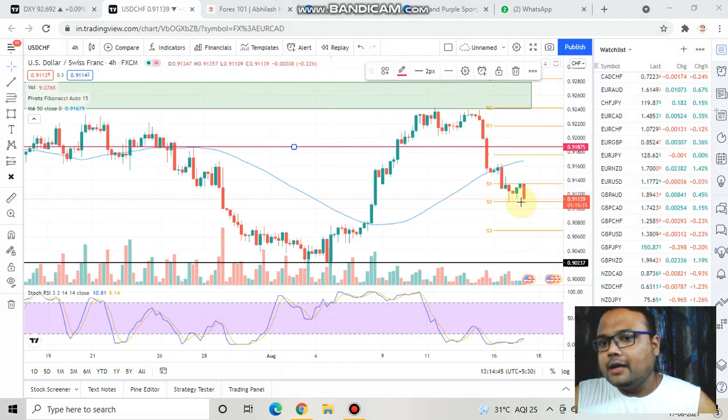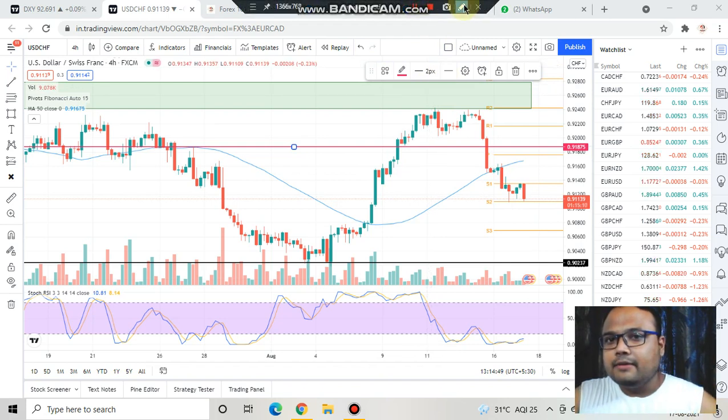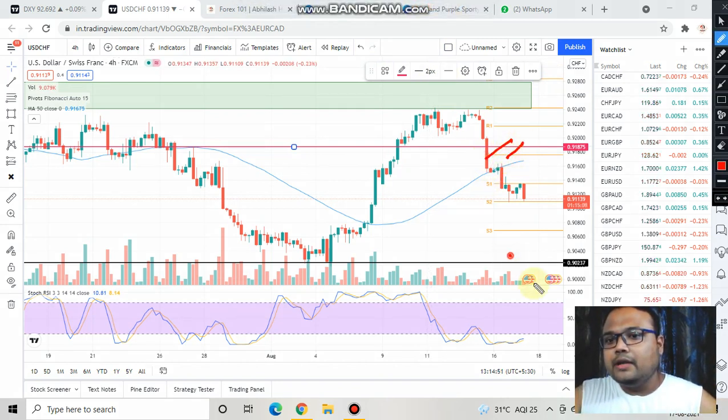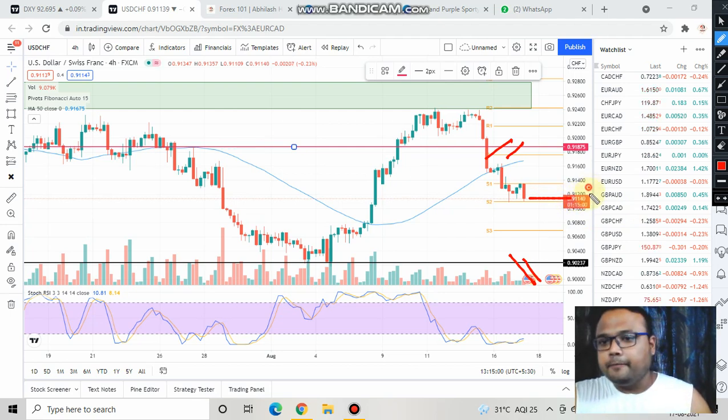But right now market is trading here. Therefore we will not be talking much about this resistance level, because only these two levels are important for the market right now. And as you can see that right now market is trading here. Almost market is trading in the middle here. Middle.